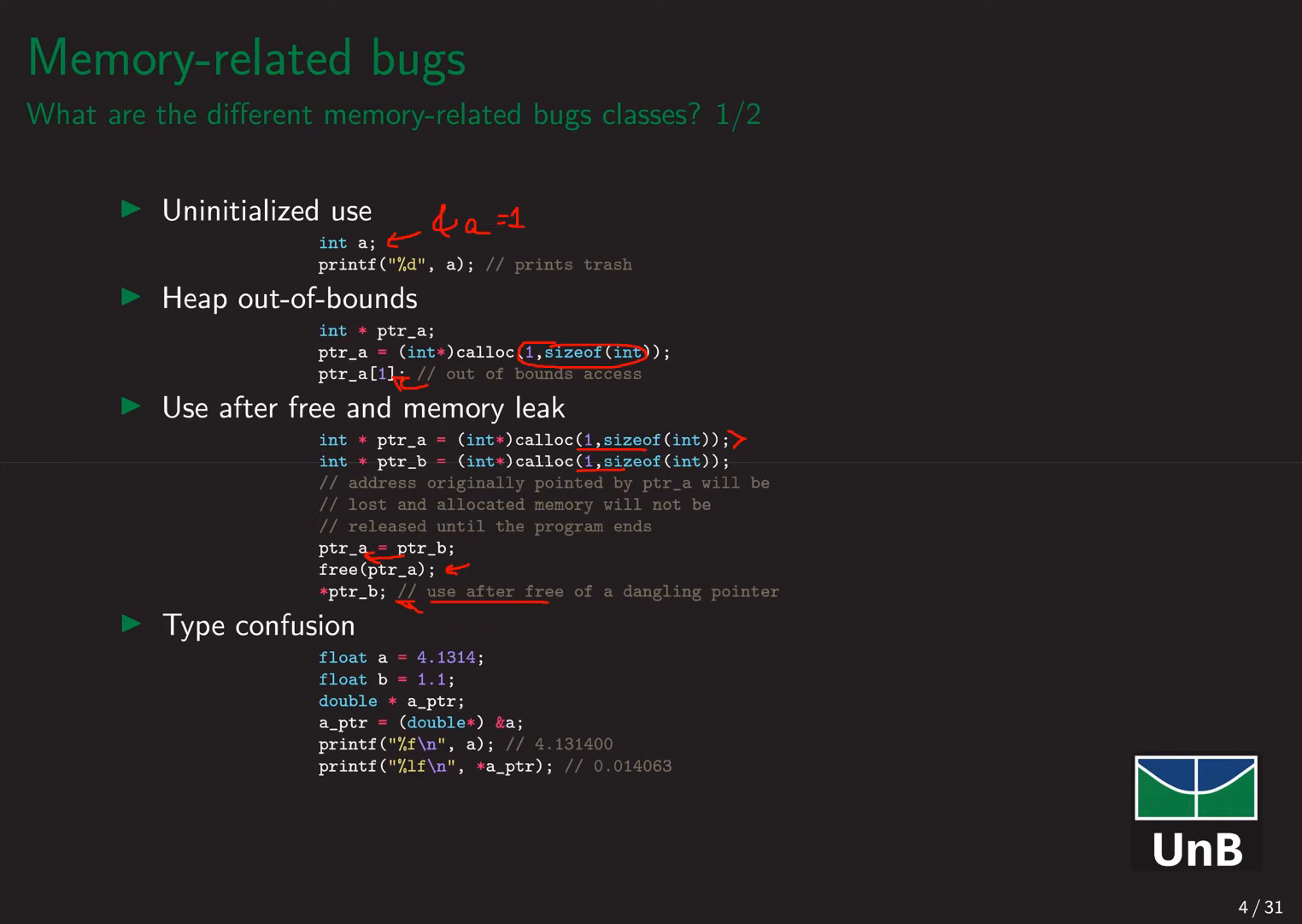And the fourth example is the type confusion, where we have, for example, two floats, which are two 32-bit variables, and we have a pointer to a double, which is 64-bit, or 80-bit on Intel, and we have this cast from the pointer to the pointer A. When we try to print as a float, we will get the first result, and when we try to print as a double, we will get a mashed-together version of those two, because they are right next to each other in memory, and they are read by this call as a single double value.